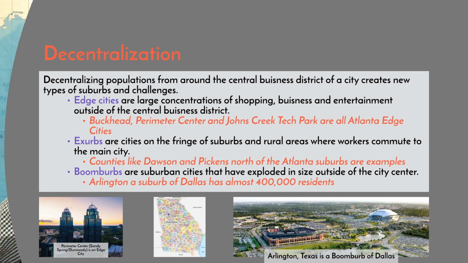And finally, boomburbs are suburban cities that have exploded in size outside of the city center. So these are cities that are based around a larger central city, but then the population has exploded, and we see that lots of people live there. Arlington is a great example of this outside of Dallas. It is a Dallas suburb that has 400,000 residents. That's as many as live in the city of Atlanta.